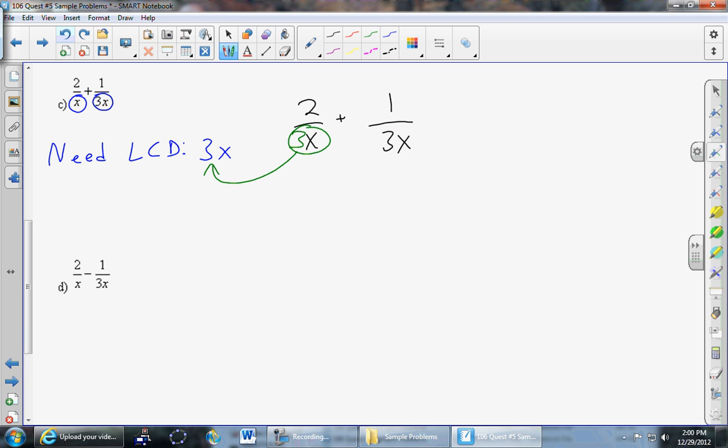I'd really like a 3 right down there. So you can't go around just randomly putting 3's anywhere. You have to multiply by the right thing. The right thing is 3 over 3.